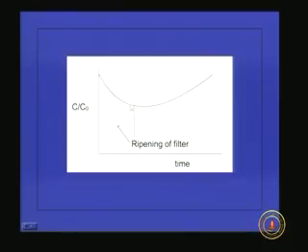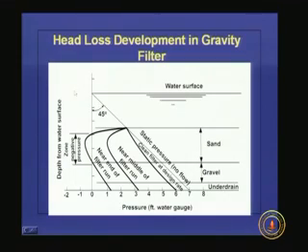But again, as the filter is operated, more and more particles will definitely come and sit on the particles, so C by C naught will be increasing. After a specified limit, the standard is 1 NTU. If this value crosses that, we have to stop the filter operation, bypass the filter and start it again. Now we will see why the head loss is taking place in the filter.